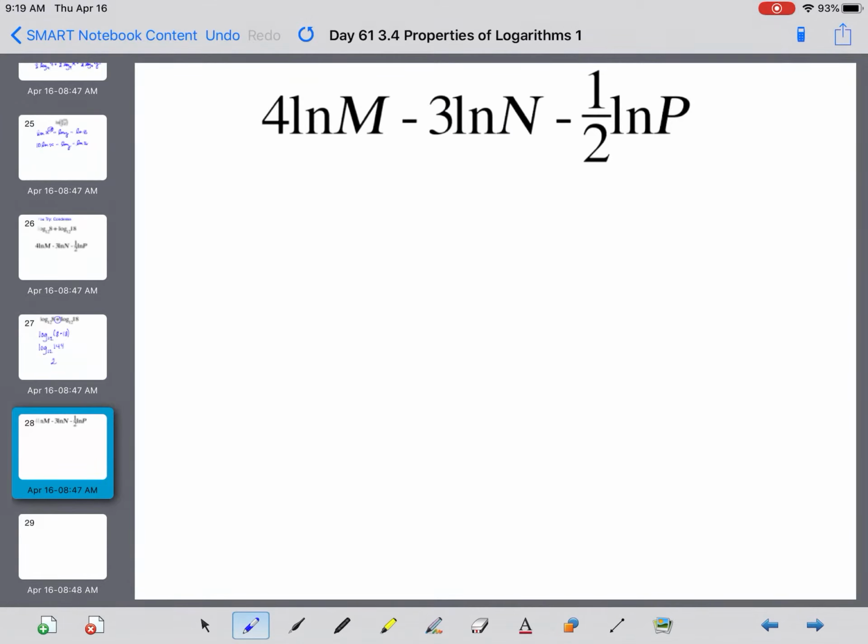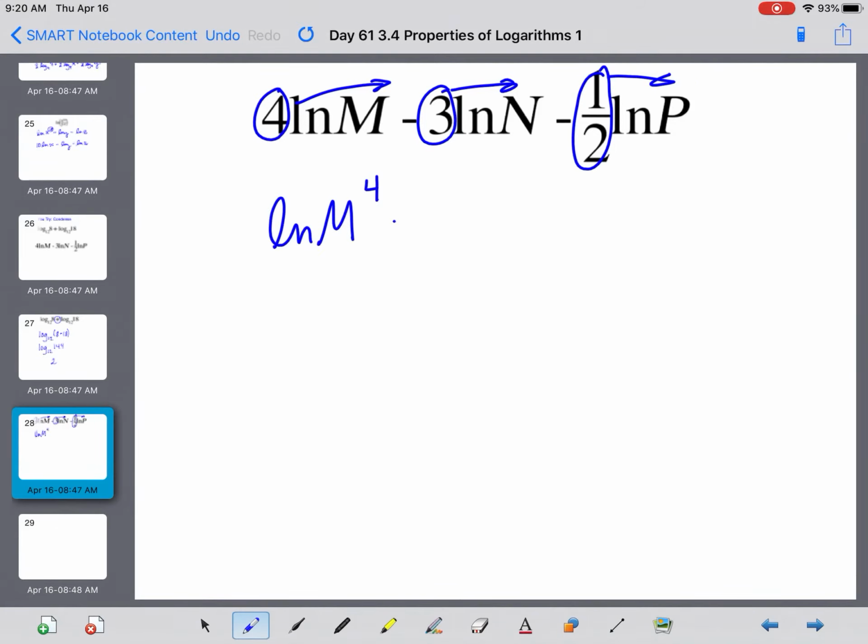All right, for the last additional example here, something like this. We are trying to condense this. The goal is just to write this using one log. So here we go. I see a whole bunch of stuff going on. Each one of these has a value out front that I'm going to go ahead and bring up as an exponent on these. So that'll be my first step. So natural log of m to the 4th power minus natural log of n to the 3rd power minus natural log of p to the 1/2 power.